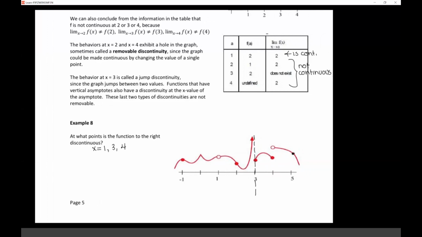And the last one at 5, they didn't put a dot in. So I'll put a dot in and you can see, yes, the function is continuous at 5. Everybody all right with that? So that's graphically.